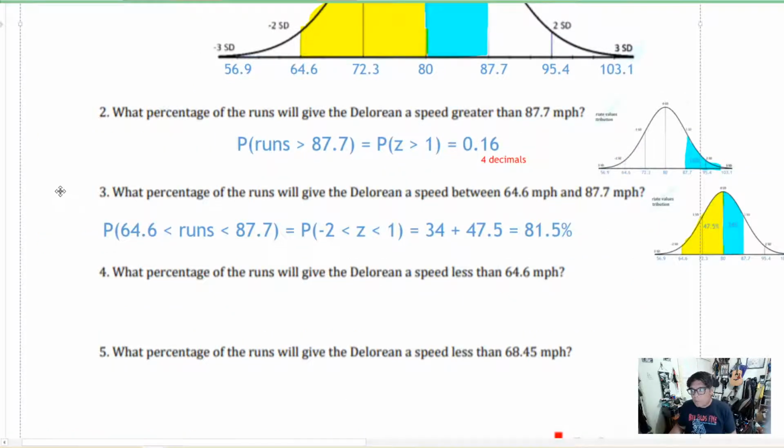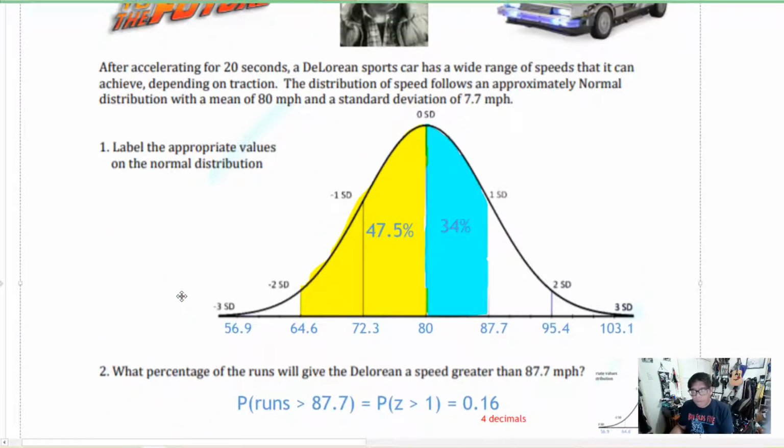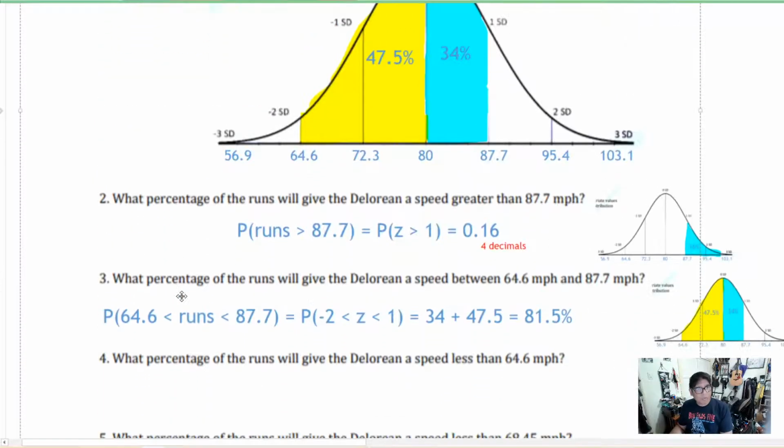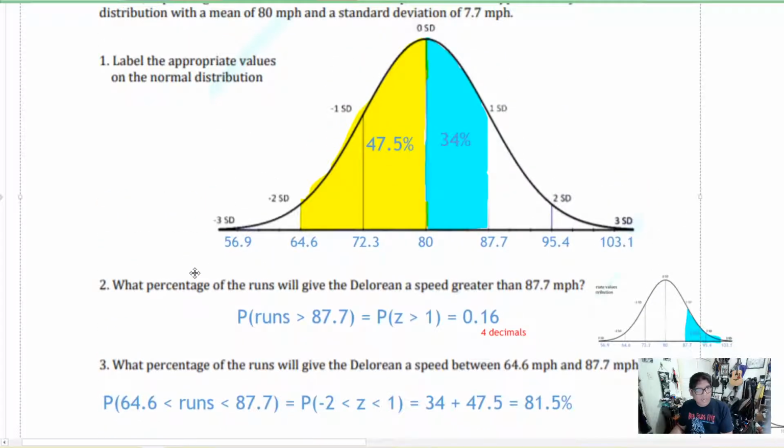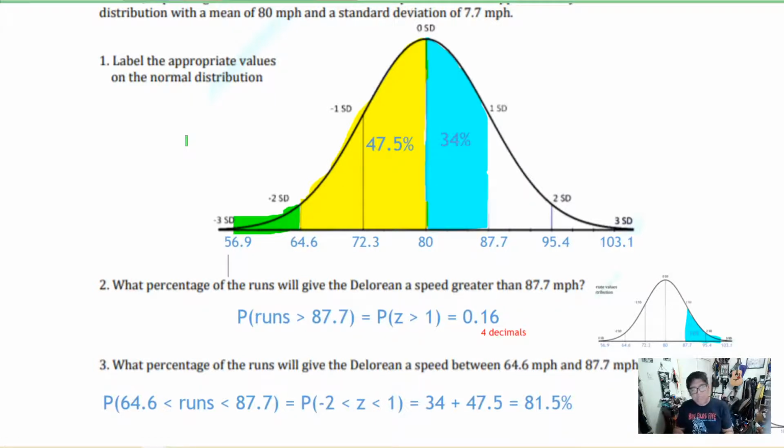Okay, let's move on to question 4, and that is what percentage of runs will have a speed less than 64.6? So let's go ahead and move up to our map. Less than 64.6, we want to highlight that. And I'm going to leave the stuff that I've done before here, and I'm going to highlight less than 64.6 in green. Now the part that I don't need is the 34%, so let's get rid of that.